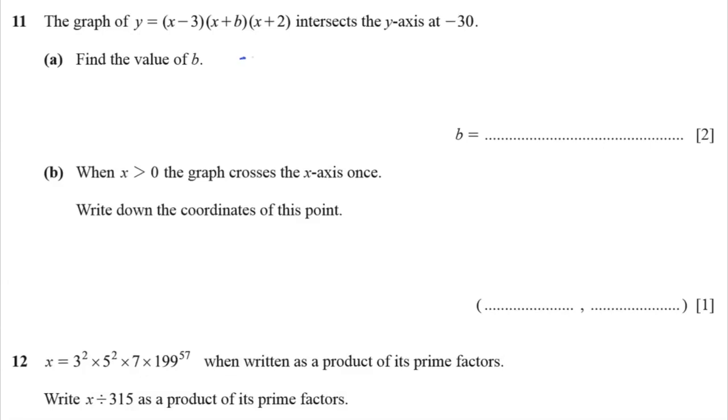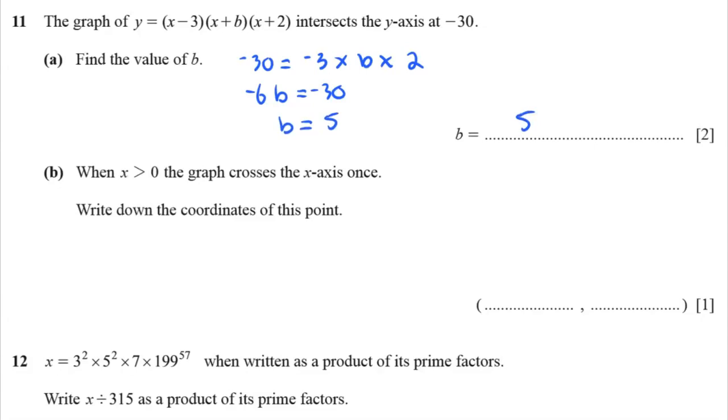So negative 30, the y value, is equal to 0 minus 3. Well, 0 minus 3 is negative 3. Multiplied by 0 plus b, well, that's just going to be b. And times 0 plus 2, well, that's just 2. All right, 2 times negative 3 is negative 6. And so we've got negative 6 b equals negative 30. All right, b is negative 30 divided by negative 6, which makes it 5. That's a sweet little solution.